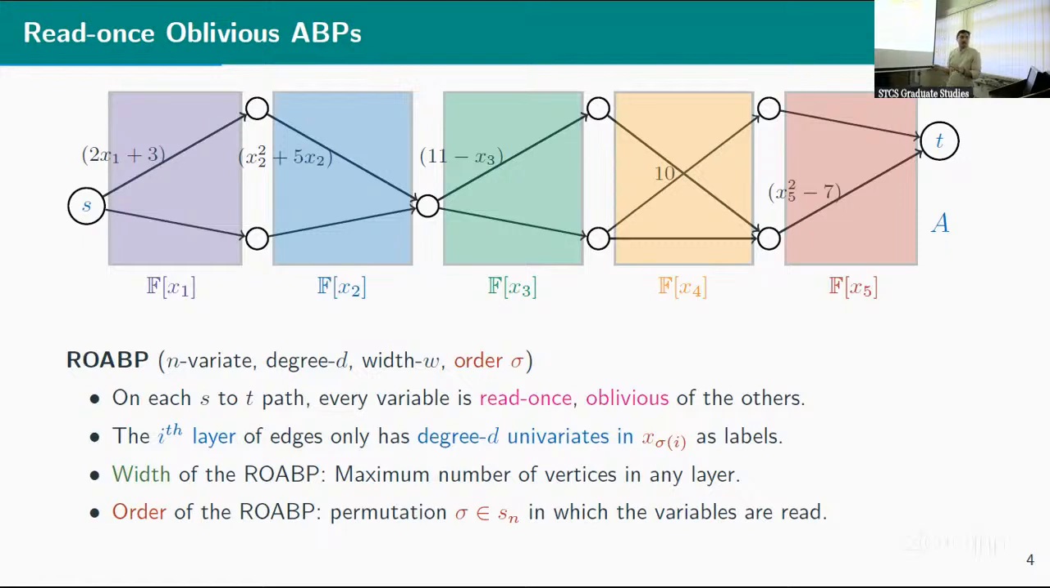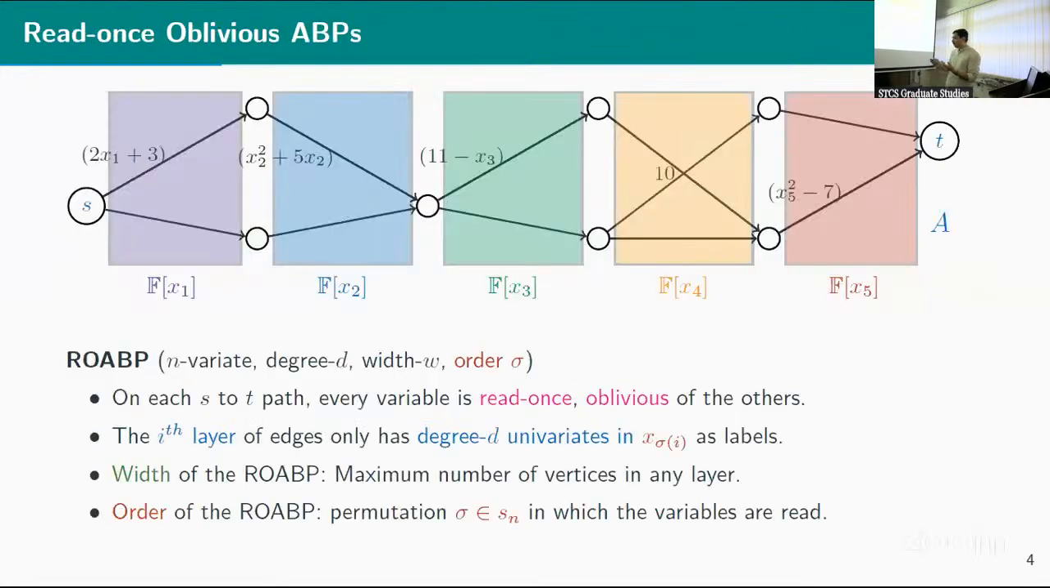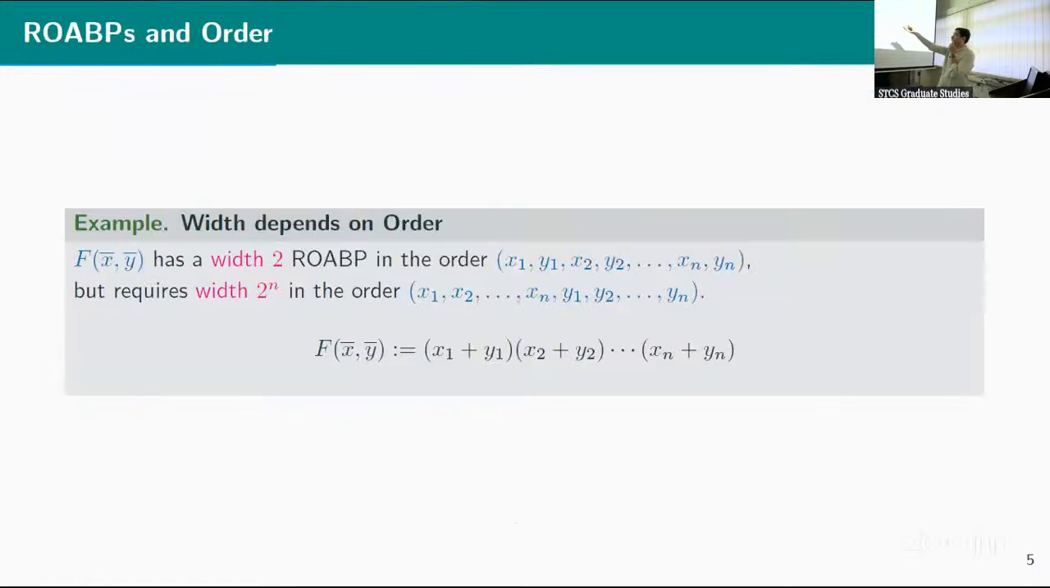Okay, now I'll tell you what is known about ROABPs. As you can see, it's a very simple model. Firstly, you might ask why we are being so particular about which order it is, because it matters. You can look at this polynomial, which is just the product of x_i plus y_i over all i from 1 through n. So it has 2n variables.